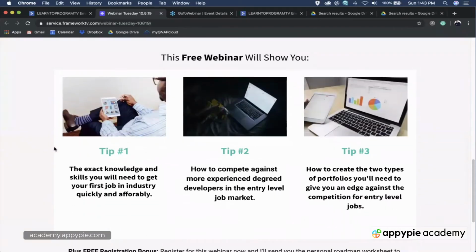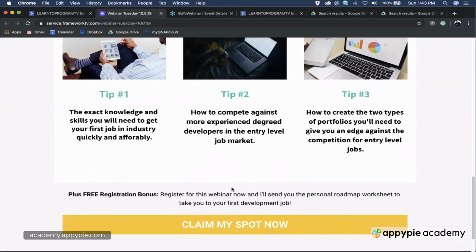Again, we're very specific about the knowledge they'll gain during the webinar. We do want them to be aware of exactly what they're going to learn. And the webinar material reflects this information. So how to compete against more experienced degreed developers in the entry-level job market. Well, I train developers, so this is a specific point in the webinar itself. Each one of these you've got to actually deliver on.